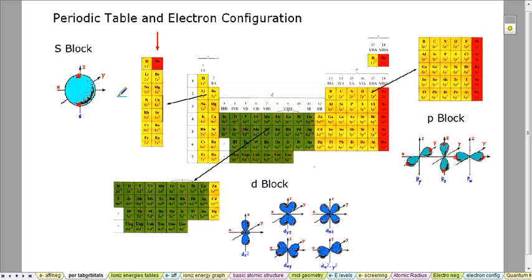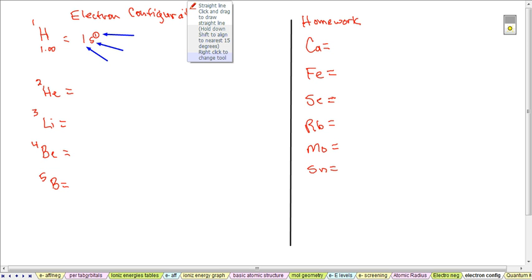And so we can begin now to actually figure out what the configuration of all of the electrons for a particular element is. And we can start to look at some of the basic elements here. So when we look at hydrogen, hydrogen has an electron configuration of 1s1.